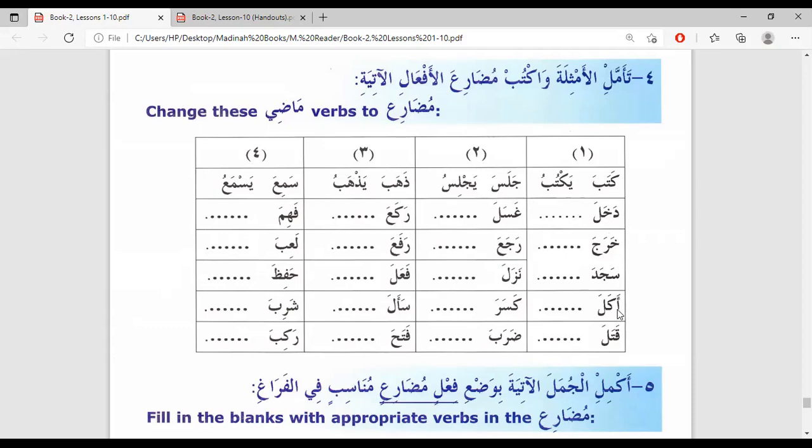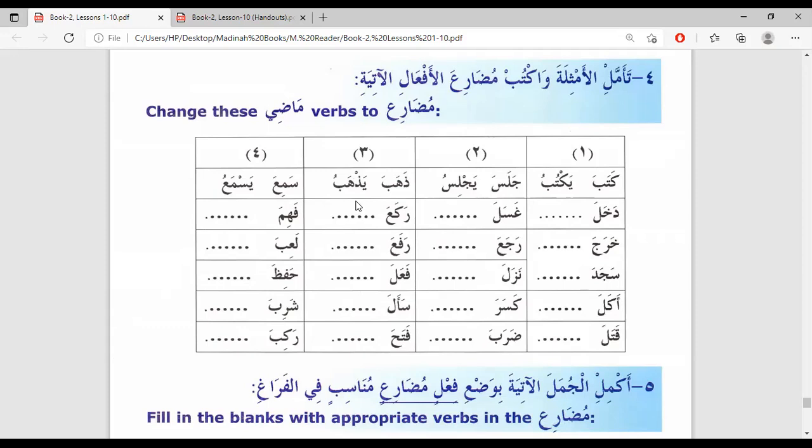Yakulu. Yeah, so the second one, Alif is Sakin, so that changes into Hamza. So there is a bit of a twist. Yakulu. And Qatala, Yaqtulu. Okay, now we have on the pattern of Daraba Yadribu. So we have Jalasa Yajlisu. Ghasala, he washed. Yaghsilu, he washes. Raja'a, he returned. Yarji'u, he returns. Nazala, he came down. Yanzilu, he comes down. Kasara, he broke. Yaksiru, he breaks. Daraba, he hit. And Yadribu, he hits.